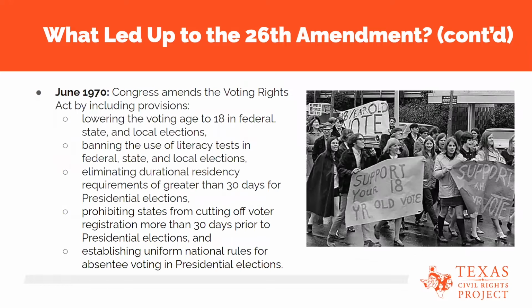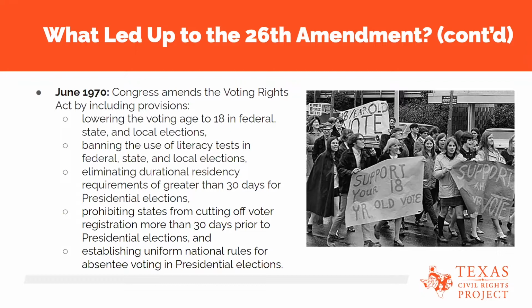All right, and this slide's a little detailed, so we're gonna spend a minute on this one. In June 1970, Congress amends the Voting Rights Act of 1965 by including provisions that would lower the voting age to 18 in federal, state, and local elections. It would ban the use of literacy tests in federal, state, and local elections. It would eliminate durational residency requirements of greater than 30 days for presidential elections.